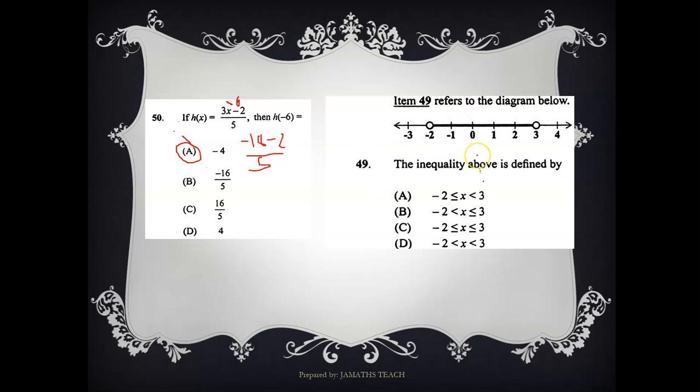And the last one, what defines the inequality above? Both circles are unshaded, so that means our answer should have no underline in it. So our answer is D. It has no or equal to in it.